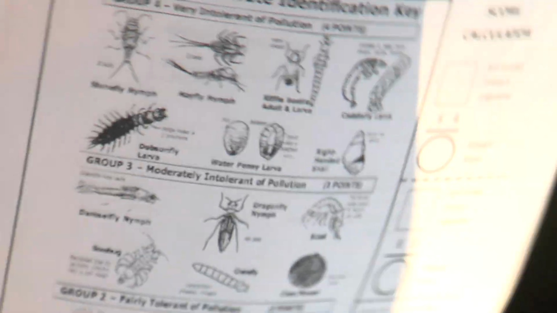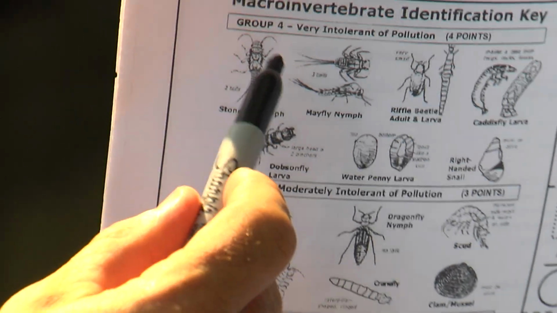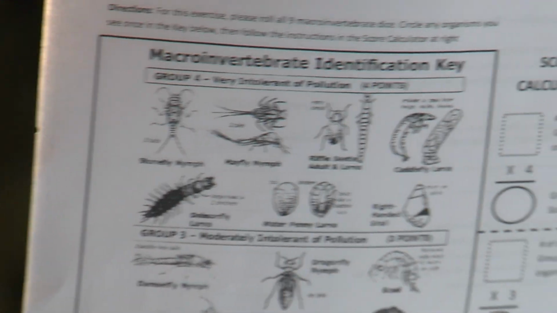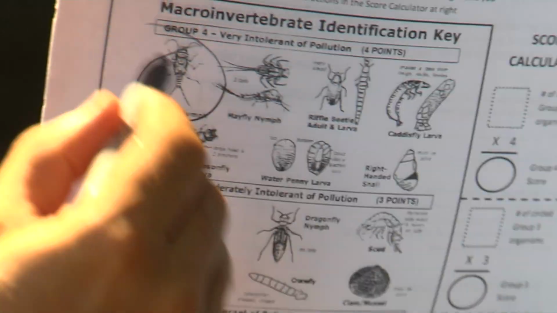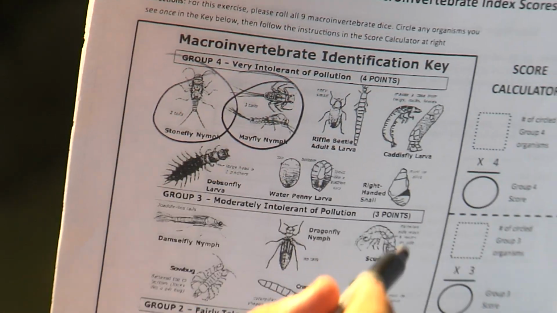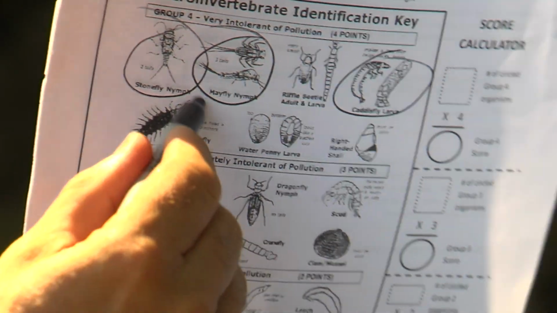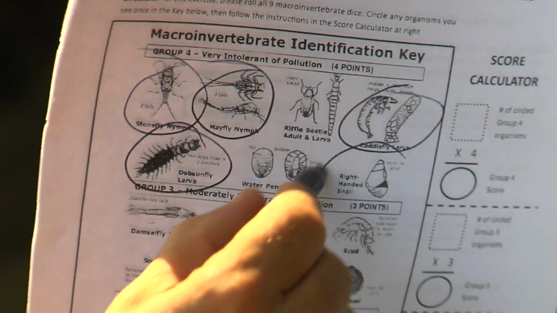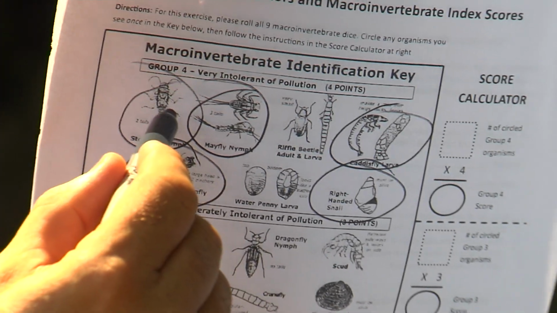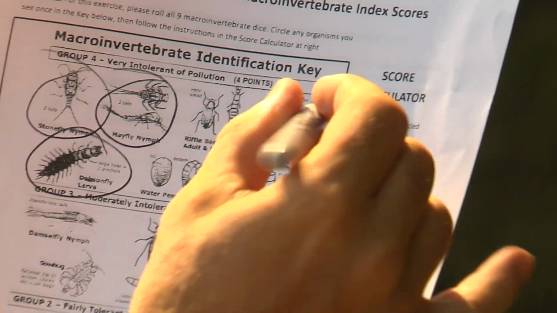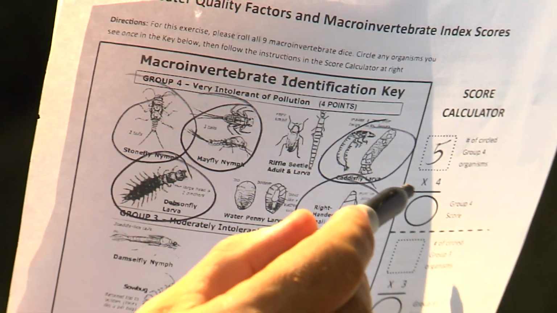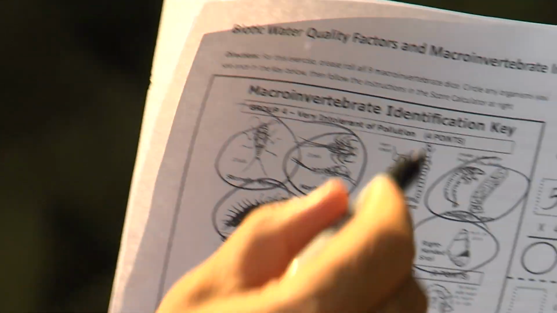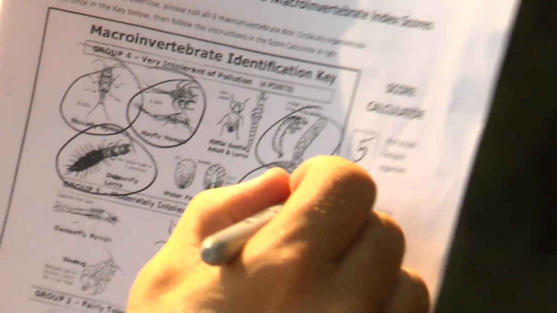Okay? For group 4, the very intolerant to pollution, the ones that are intolerant to pollution, we found the stonefly, the mayfly, the caddisfly, the Dobson larvae, and the right-handed snail. So if we count those up, 1, 2, 3, 4, 5, I put my score here, and these are group 4, which means they're each worth 4 points. So 5 times 4 is 20.